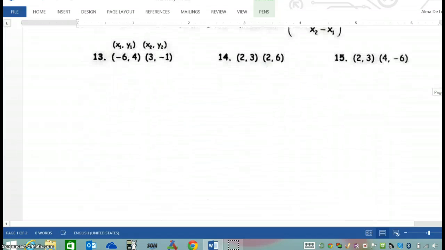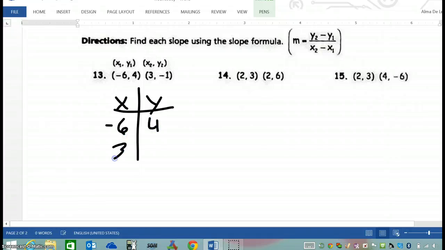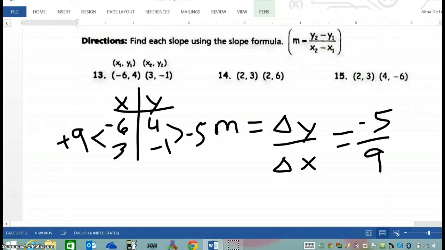Now I'm going to work out problem number 13. Even though you're being asked to use the slope formula, you don't have to. To find slope, just put these points on a table. And remember, slope, which is m, is the change in y over the change in x. So the change in x, to go from negative 6 to 3, I have to add 9. To go from 4 to negative 1, I have to subtract 5. So in this case, my slope is going to be negative 5 over 9, which I cannot really simplify. That's what my slope is, so that's my answer. And that's all you have to do for these.